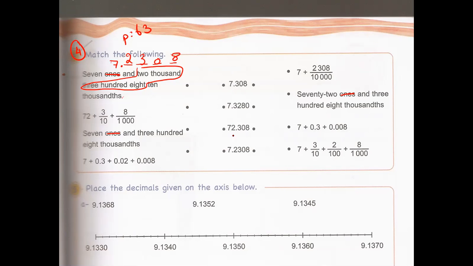So which one is the correct choice? This part. The second one, 72. In which one is the whole part 72? Here it's 7. 7 is just in this part. So quickly, no need to check the others. This is the correct choice.